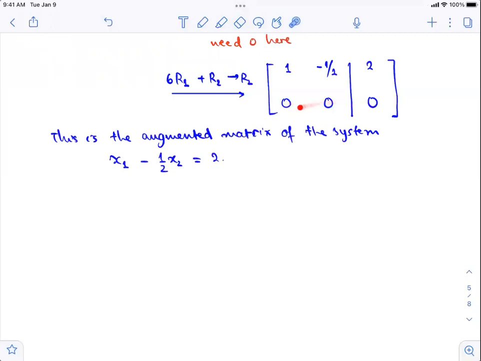And we're not going to write out the last row because the last row is just a bunch of 0s, 0x1 plus 0x2 equal to 0, which is a true statement. So we're not going to write it down. And the system has infinitely many solutions.